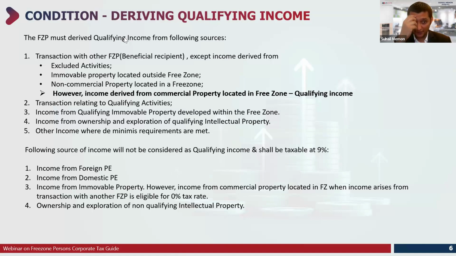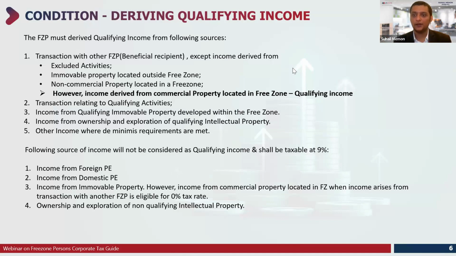Now coming to the conditions, first thing first, let me simplify it for you. If you are a free zone person giving a service to another free zone person, what you need to see is that you don't do an excluded activity. Apart from that, you need to see the immovable property conditions, which we'll cover later. If you are a free zone person giving services to a non-free zone person, then you need to see only the qualifying activity list. If your activity is a qualifying activity, then only you would be able to claim the benefit of a free zone status.